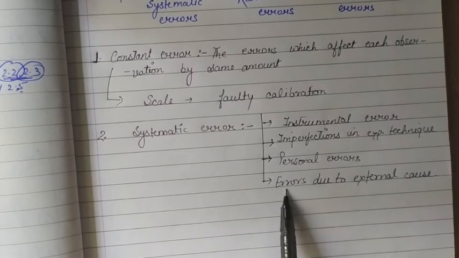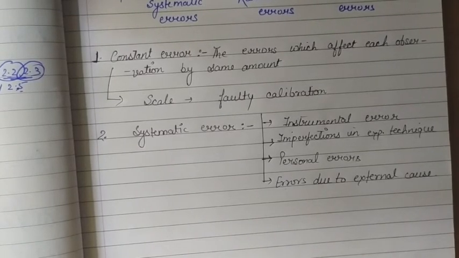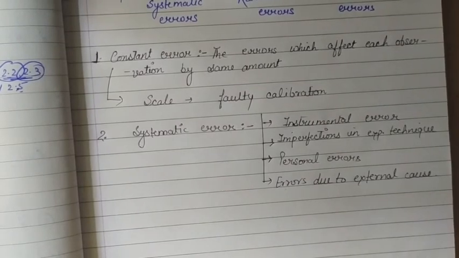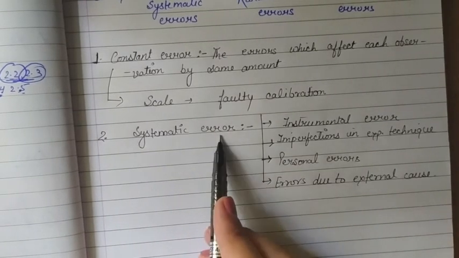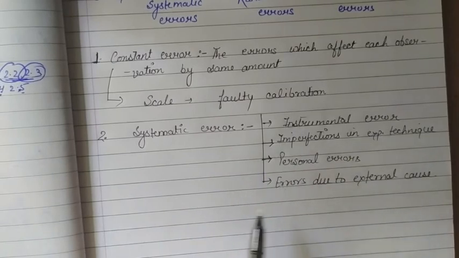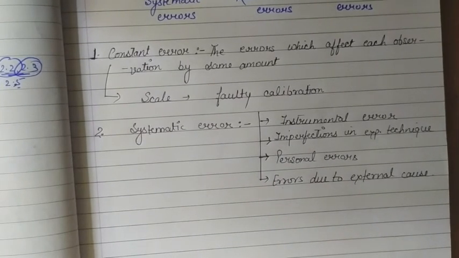The fourth one is the error due to external cause, and these are those errors which arise due to the change in external conditions, like while experimenting, if the physical conditions change, like pressure, temperature, wind, etc., then such type of errors due to external cause also come under the category of systematic errors. Okay, so these were the systematic errors that we can observe while performing our experiment.